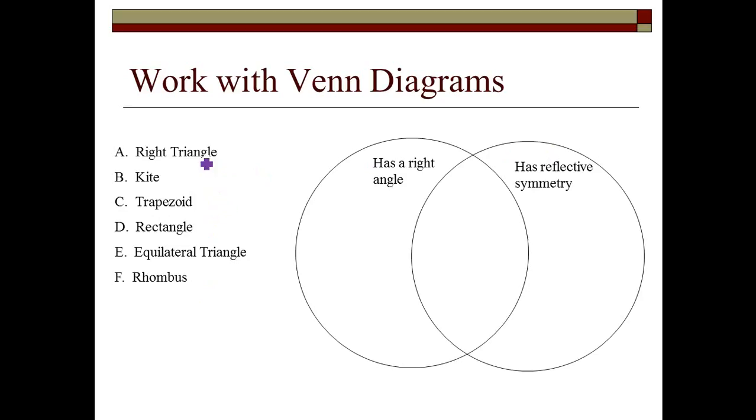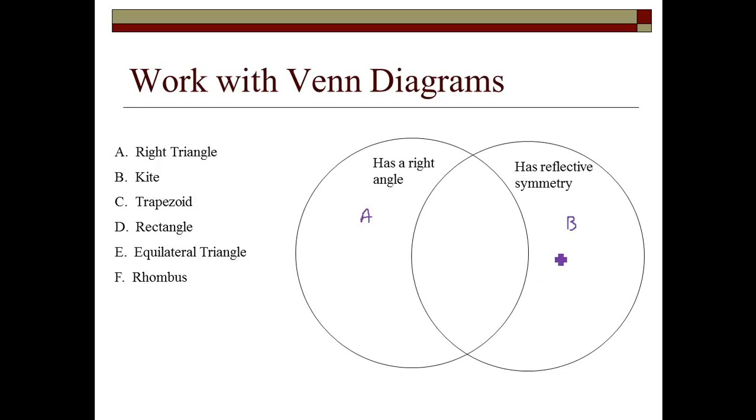So, first one, a right triangle. Well, a right triangle has a right angle, but it does not have reflective symmetry, unless it was something like isosceles. So I'm going to put a letter A there. A kite does not have a right angle. It can, but it does not have to. So there's things that have to have it. So right here, it does, though, have reflective symmetry. We could fold it on itself, and it will lie on top of itself.